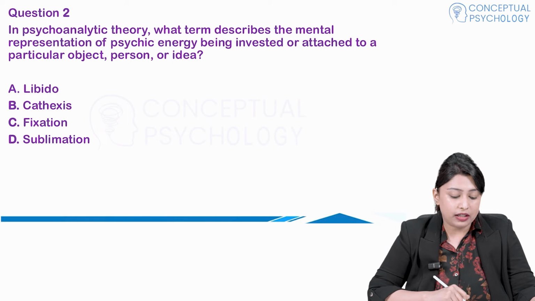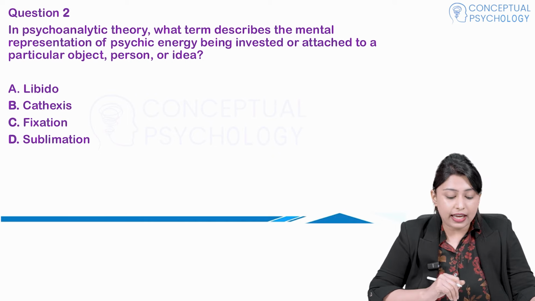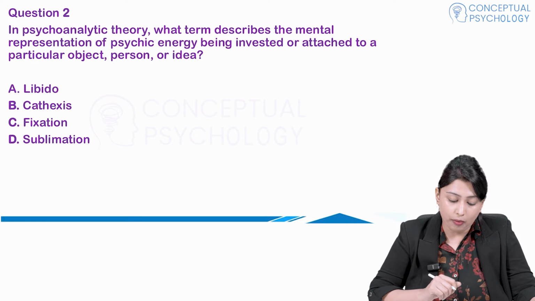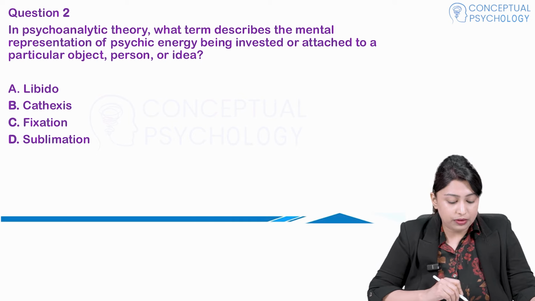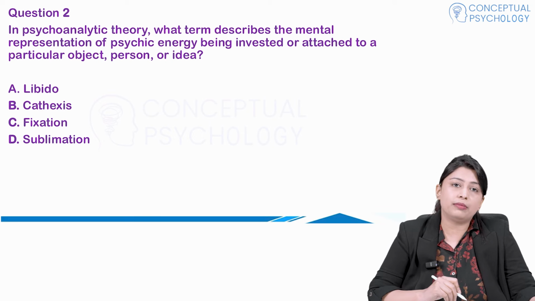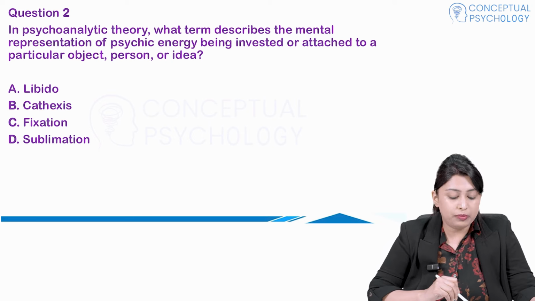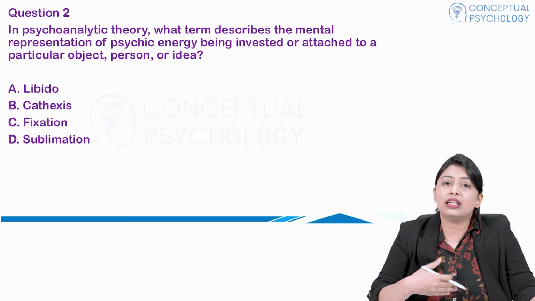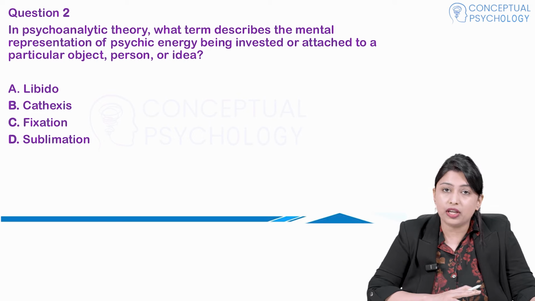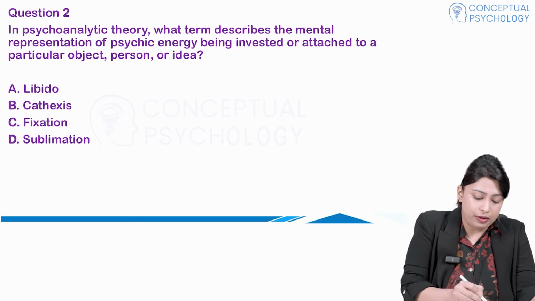We'll be moving on to the second question, which is: in psychoanalytic theory, what term describes the mental representation of psychic energy being invested or attached to a particular object, person, or idea? So here the options are libido, cathexis, fixation, and sublimation. So the right answer would be cathexis, which is the psychoanalytic term that describes the mental representation of psychic energy being invested or attached to a particular object, person, or mental representation.